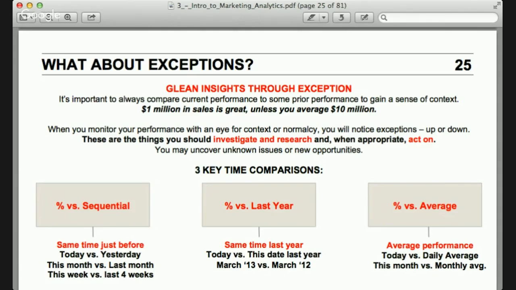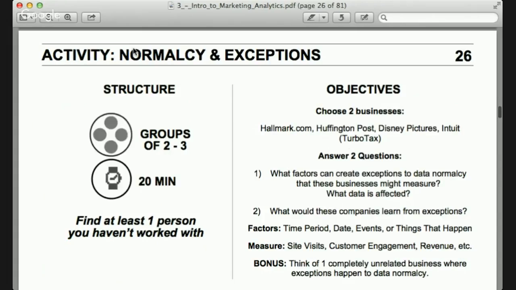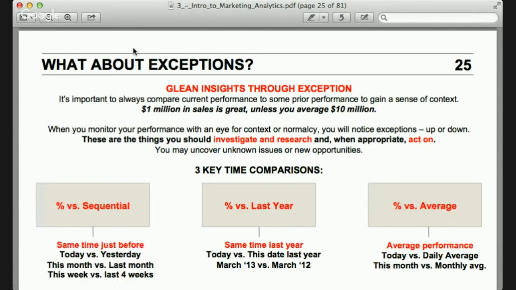But there are these 3 time comparisons. This time versus last time, or today versus last year, today versus 6 months ago. Or what is the percentage or the number today versus the average over a period of time. There are times that we want to measure all of those things. So it's just about knowing when it's appropriate to do that.